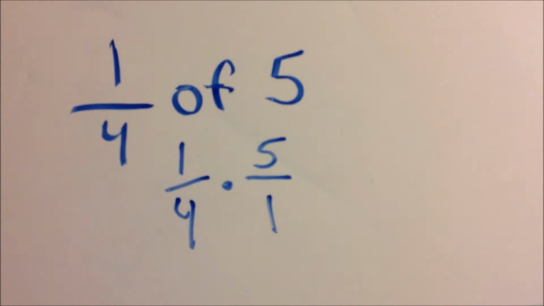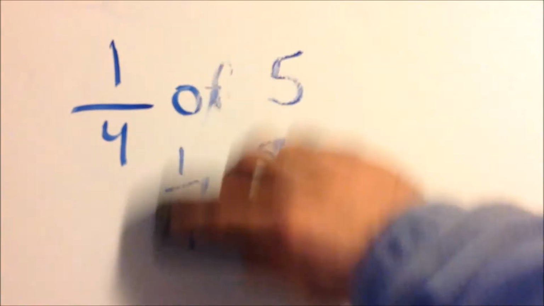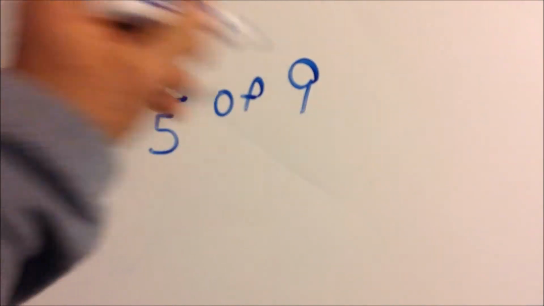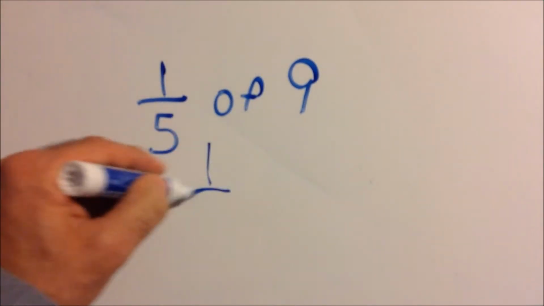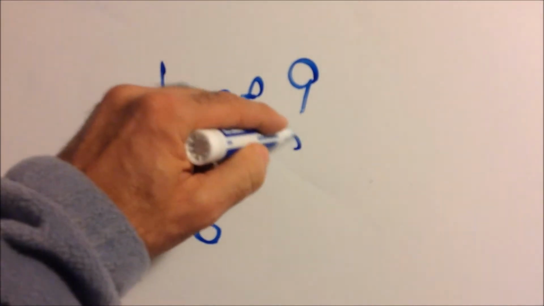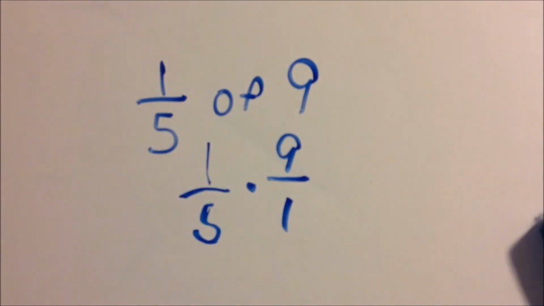1/4 times 5, and how would you do 1/5 of 9? How would you do 1/5 of 9? Again, what does of mean? Multiplication. So it's 1/5 times 9 over 1, right? We put the whole number over 1.